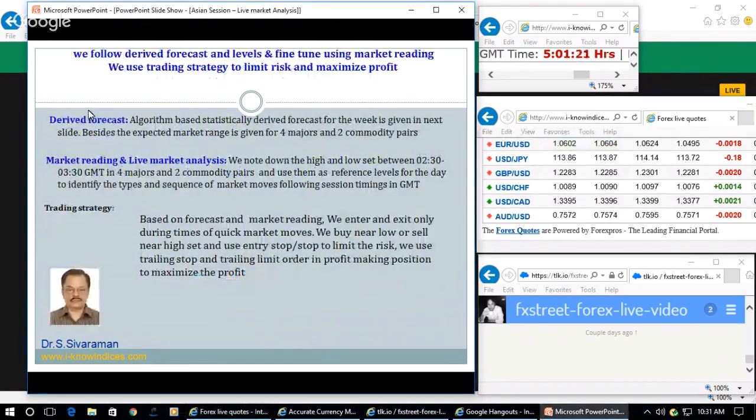There are three components in my trading system, namely the derived forecast, and with the help of the market reading and the market analysis, we try to fine-tune the forecast, and then we also expect the unexpected. So use the trading strategy, that is, use the hedge to limit the risk when the position is taken, and once the position starts making profit, we keep stop at entry and remove the hedge order. Thereby we don't incur any loss. So this is the first step, namely the loss prevention technique.